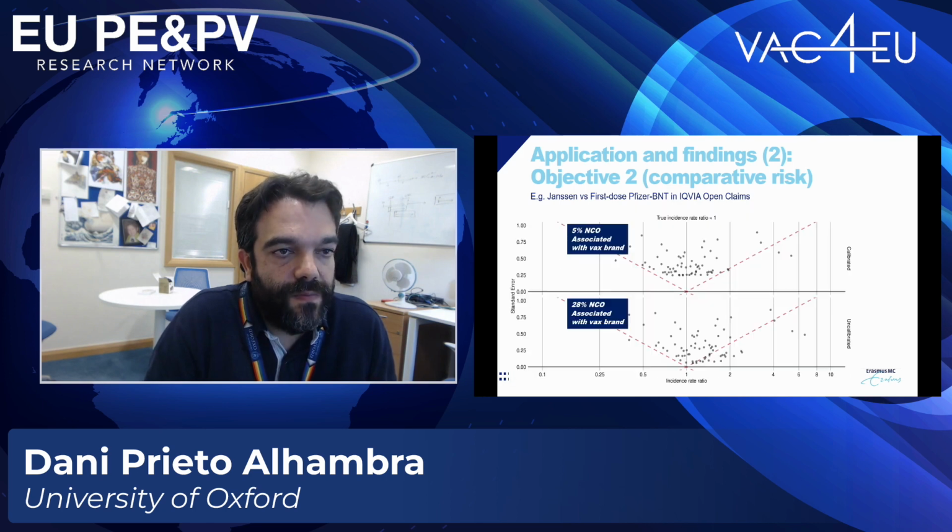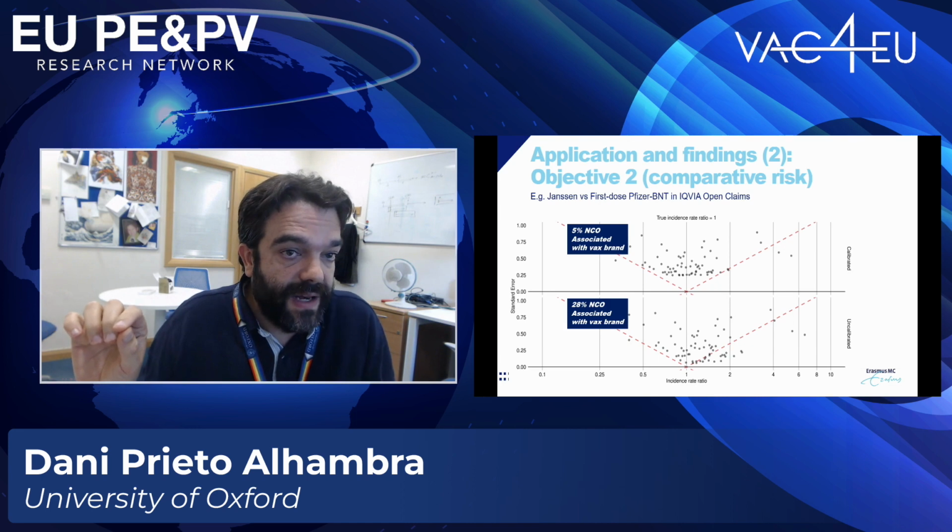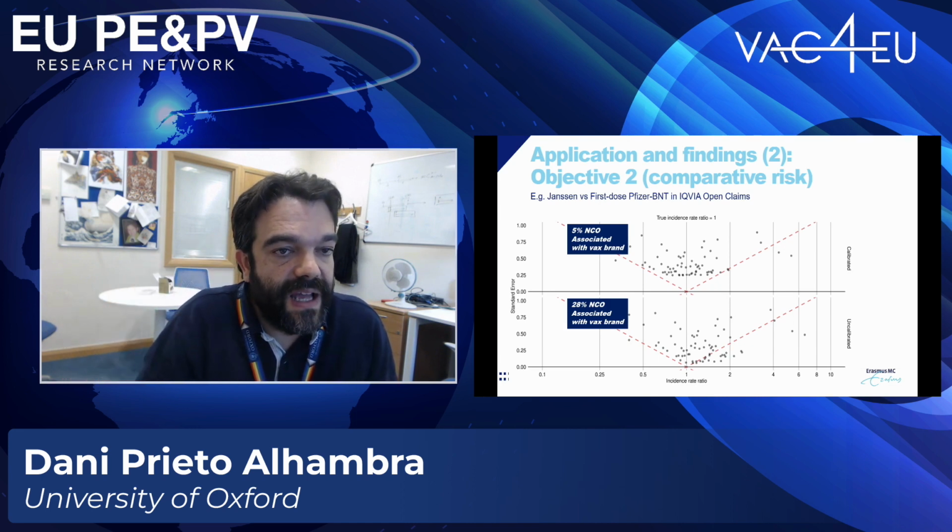Next slide, please. If you then look at negative control outcomes, I think this is a beautiful example where to the right-hand side of the dashed line, you see loads of dots. This is 28% of the negative control outcomes fitted that were associated with vaccine brand in this case.